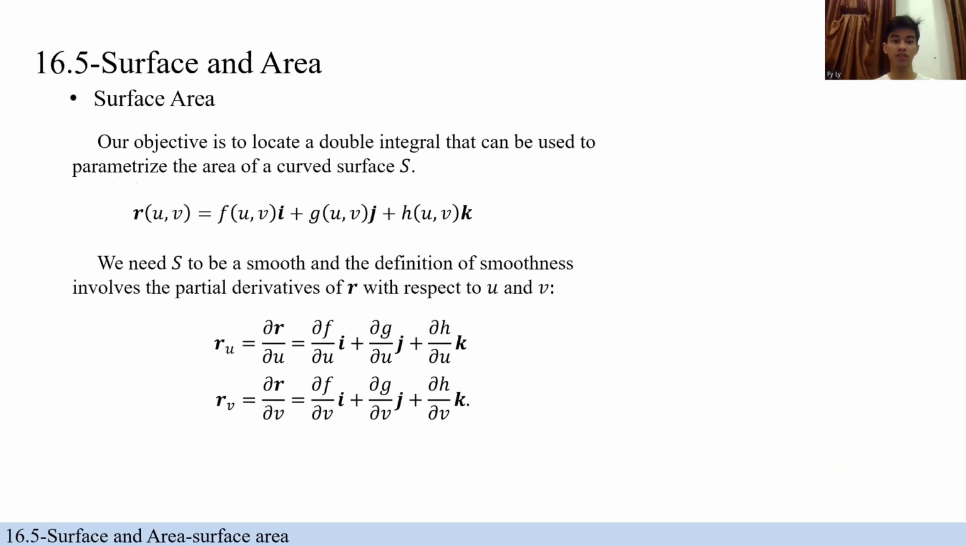In this surface area section, our objective is to locate a double integral that can be used to parameterize the curved surface S. Here, this function is taken from the previous slide. We need S to be smooth, and the definition of smoothness involves the partial derivatives of r with respect to u and v. Below are the partial derivatives r_u and r_v.